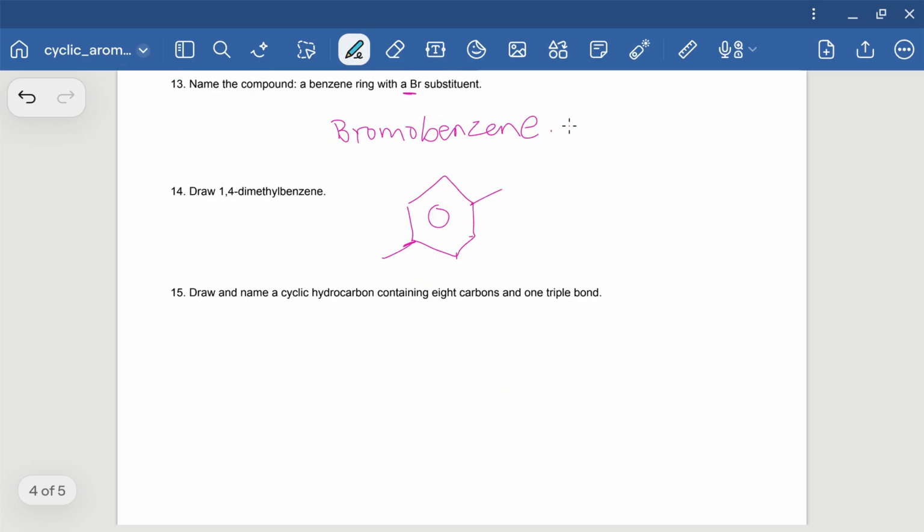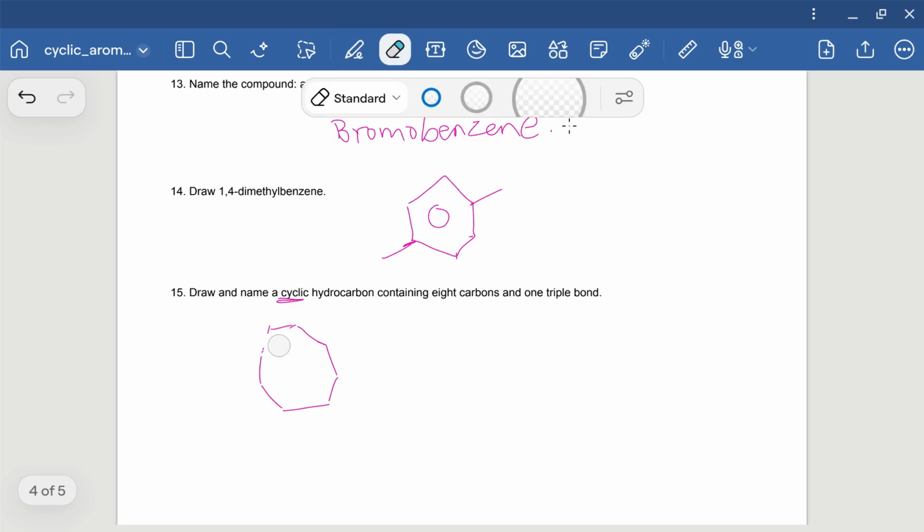Number 15, draw and name a cyclic hydrocarbon containing 8 carbons and 1 triple bond. So if it's cyclic, we want those all connected. If it's 8, it gets a little messy with the drawing. So let me see if I can do that here. 1, 2, 3, 4, 5, 6, 7. So let's go this way. Not the best drawing, but hopefully we get the idea.